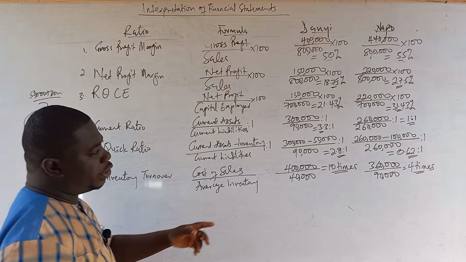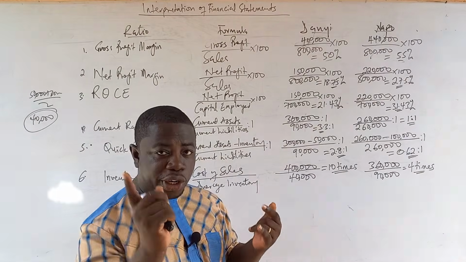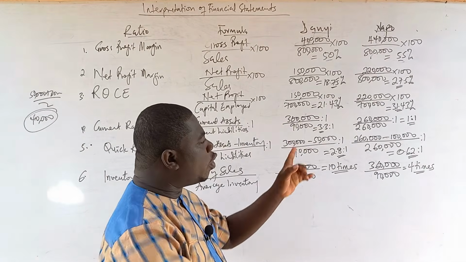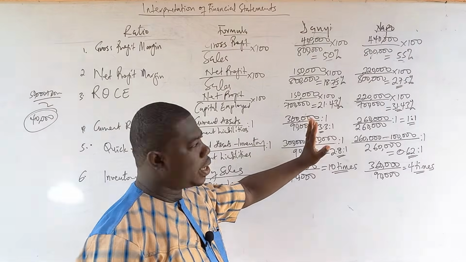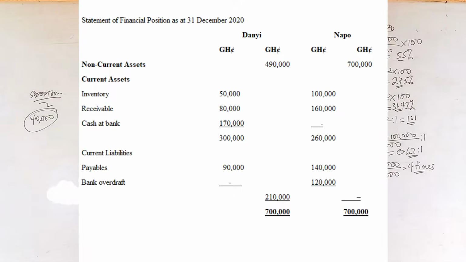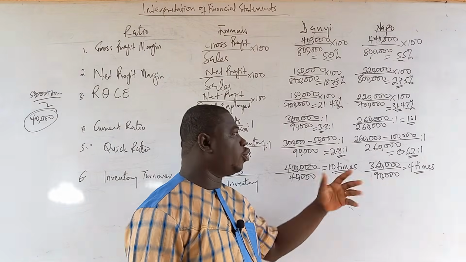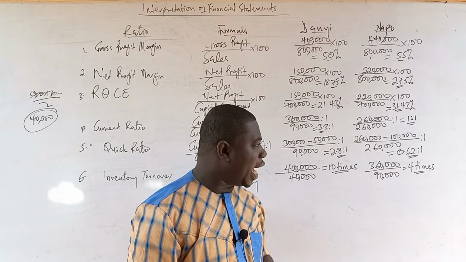Starting from the current ratio, you can see that the current ratio of NAPO, this is what you write in the exam, is very high. But you can also see from the question that the cash at bank is too huge, 170,000. So you can also comment that they have idle funds, and they should consider investing the idle funds.